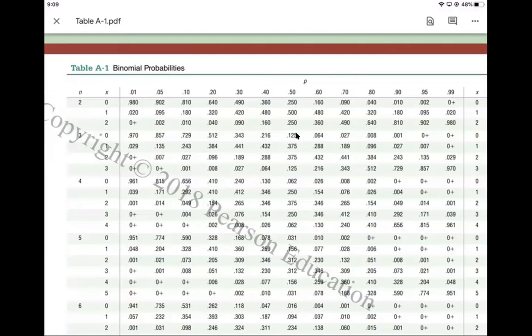Okay, now what is our n? n is 4, x is 3. Then p is 0.6. So go through this line, 0.6. Here n is 4 and x is 3. So this is the value. What is the answer? 0.346.